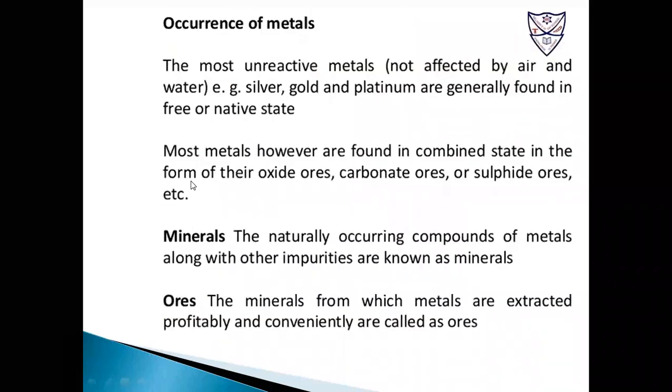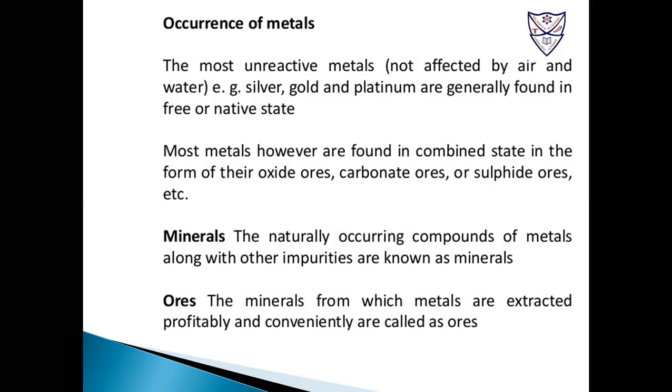The next topic is the occurrence of metals. What is the occurrence of metals? The most unreactive metals, which are not affected by air or water, are what? Silver, gold, platinum, which are generally found in a free or native state. That's why the rate of all these metals is high. They are expensive and rarely found in the ground. Most metals, however, are found in a combined state in the form of their oxide ore, carbonate ore or sulfide ore.